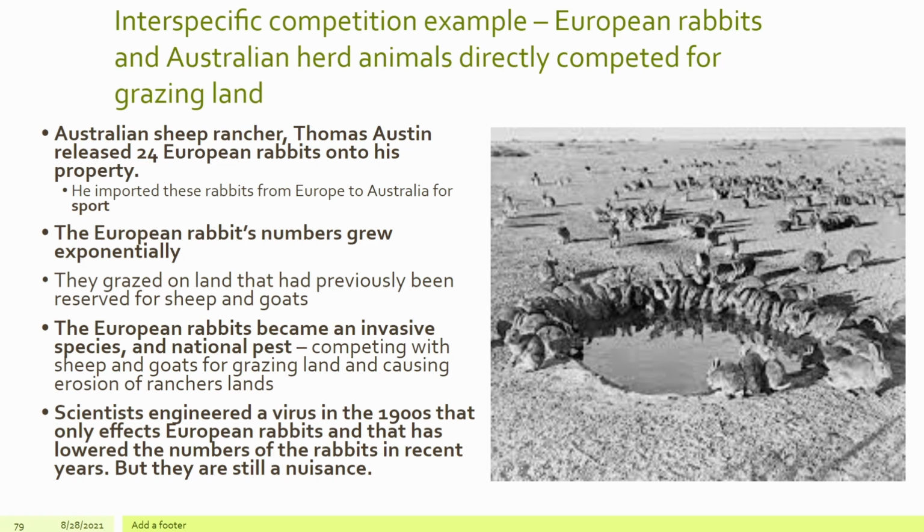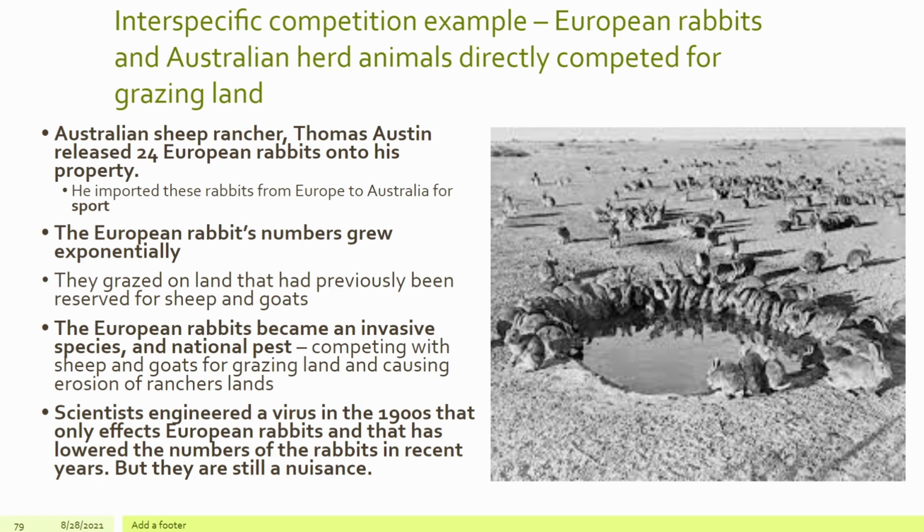But the European rabbits' numbers grew exponentially, as rabbit populations generally do, and they also therefore needed more nutrients, more land and habitat, and they grazed on that land that had previously been reserved for sheep and goats. And these European rabbits didn't stay on Thomas Austin's property. They spread out, they became a national pest, they became an invasive species, and they began competing with sheep and goats for grazing land and causing erosion of ranchers' lands. Because of the grazing, oftentimes there was less grass to hold on to the drier dirt that you see in Australia.